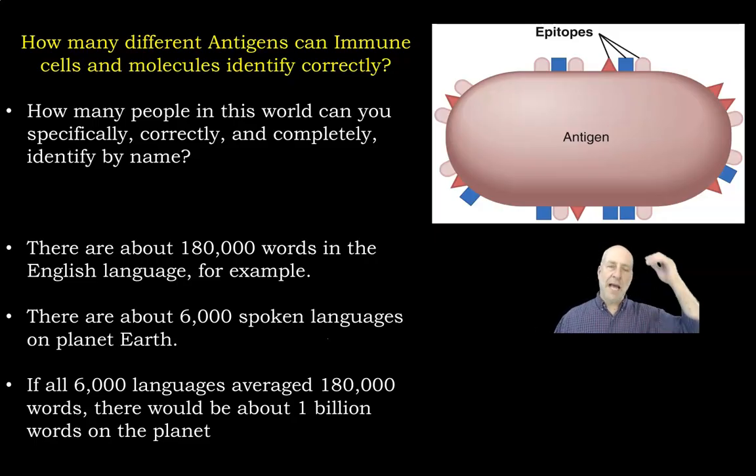So let me ask you, how is that possible? How is that possible that you can identify any antigen that's possibly out there in nature? Well, let me answer a question with a question. How many people in this world can you specifically see and not just say, oh yeah, that's that guy? How many people can you specifically see and name correctly? First name, last name. Forget about middle initial, but first name, last name, boom. I know that person. That is Jane Doe.